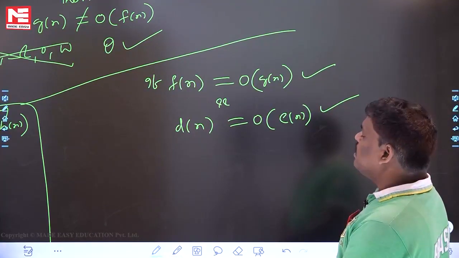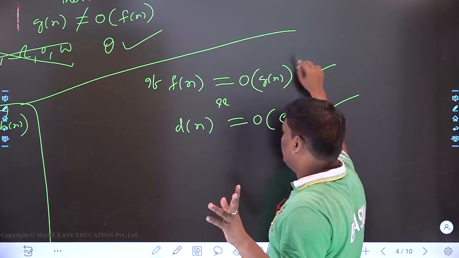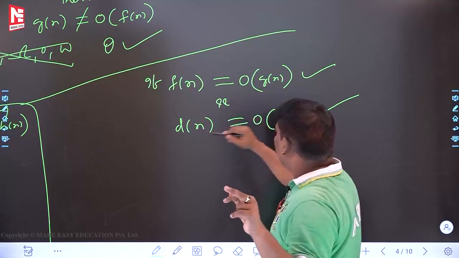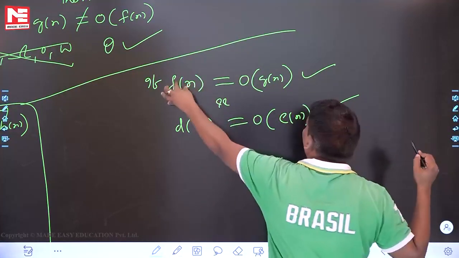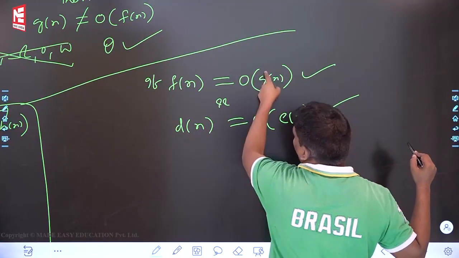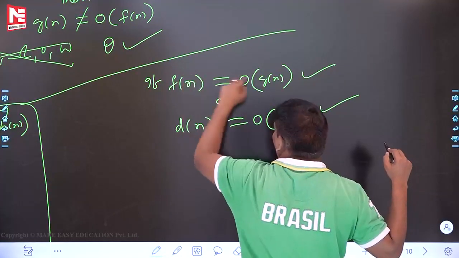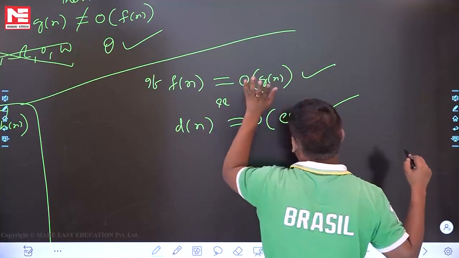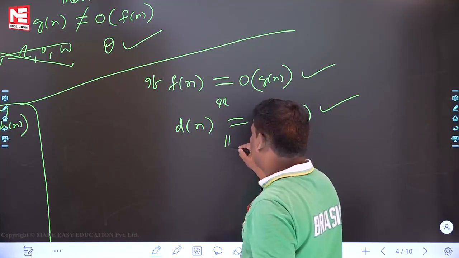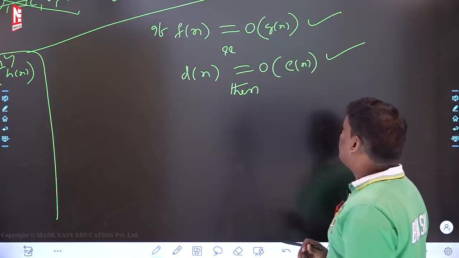What is the first statement saying? Comparing f and g, g is bigger or equal. Assume comparing d and e, e is bigger. For f, the upper bound is g. For d, the upper bound is e. What is the meaning of upper bound? Greater or equal. You know this very well. Then see the interesting answer. For f, the upper bound is g. For d, the upper bound is e.